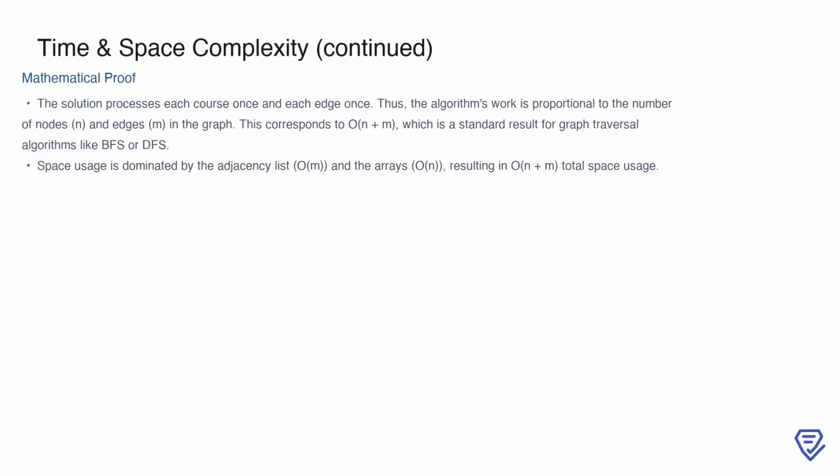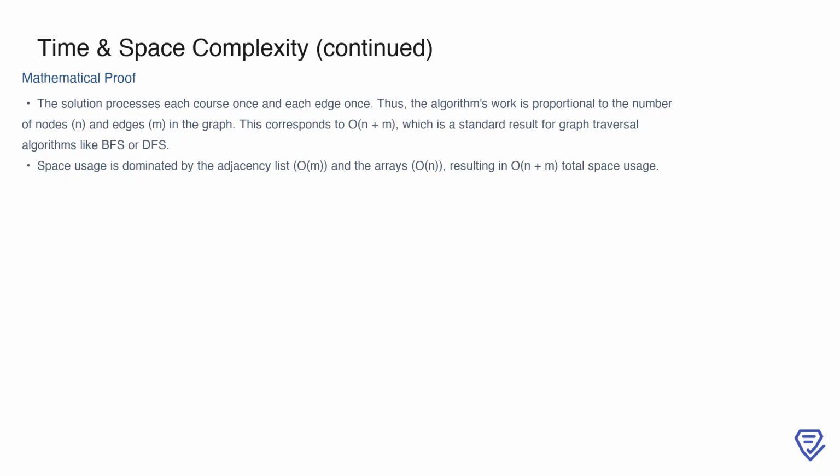The mathematical basis for this efficiency lies in how the algorithm processes the graph. Each course is processed exactly once, and each edge is traversed exactly once. This means the total work done is proportional to the number of nodes, n, and edges, m, which leads to the O(n + m) time complexity.